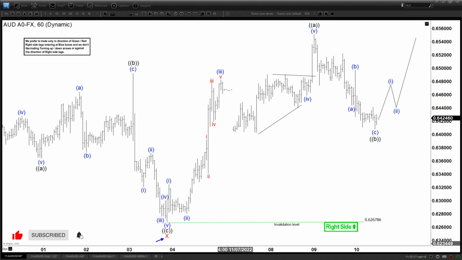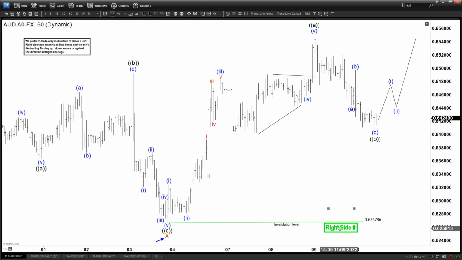Today we are looking at the chart of the Australian dollar, 60 minutes chart. We have the green tag right here, which means we do have a bias to the upside, and we are looking for the pair to continue to go higher as long as it stays above 62.67. We can see we ended with X over here, the minor degree, and now we are within the wave Y on the upside.